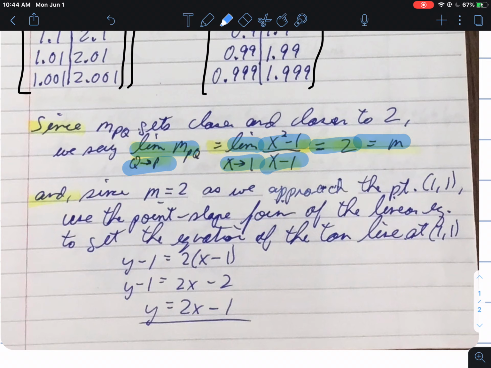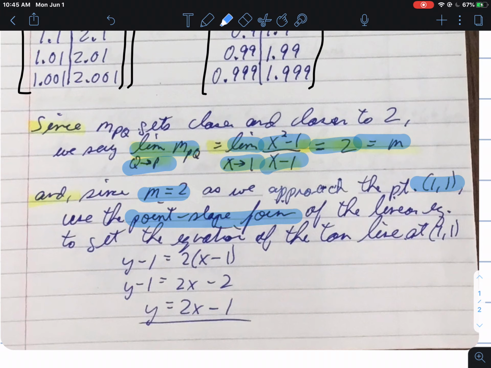Now, we started off originally asking, what's the equation of the tan line? Well, the bulk of the work is going to be in finding the slope, because if I want to write the equation of a line, I have to know its slope. Once I have the slope, then I can write the equation. So with m equal to 2, we're approaching the point (1, 1), so there's our point in question on the line. We can use the point slope form of the equation.